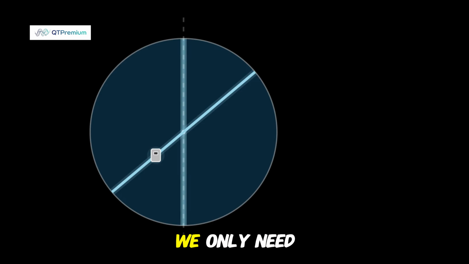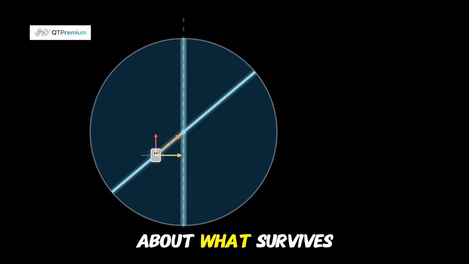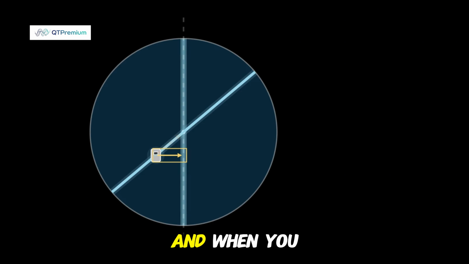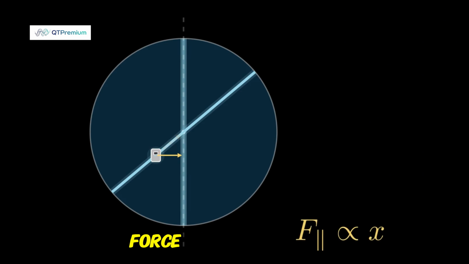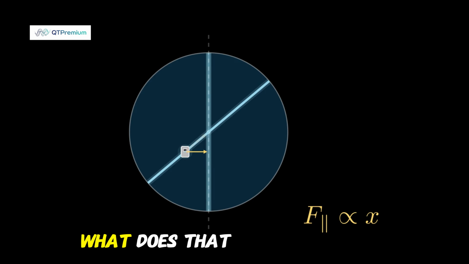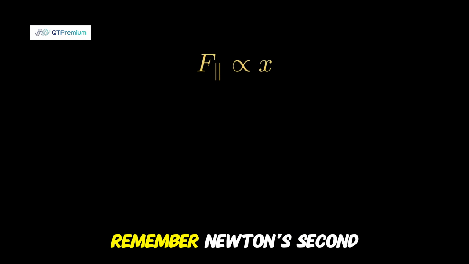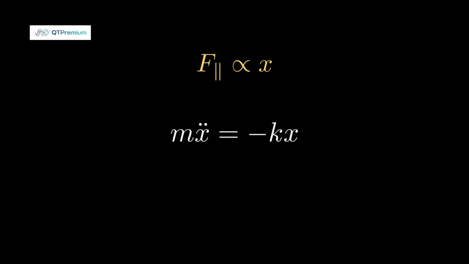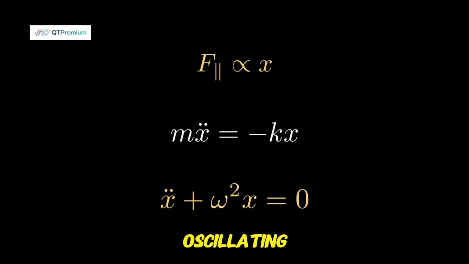To answer that, we only need to focus on one thing. Only the component of force along the tunnel can change its actual motion through the shaft. We only care about what survives after projecting everything onto the tunnel direction. And when you do that, the force along the shaft is still proportional to displacement. What does that mean? Let's try to remember Newton's second axiom. We are still oscillating. That's great.